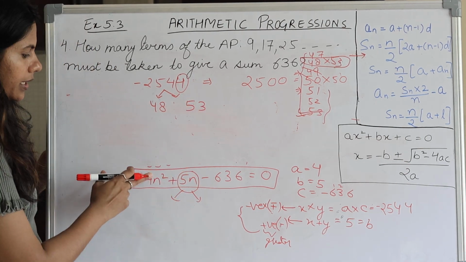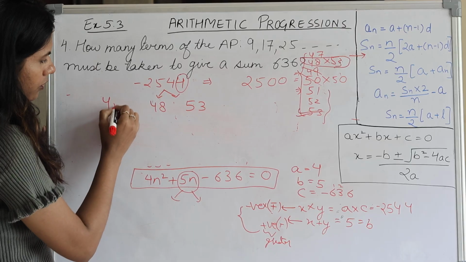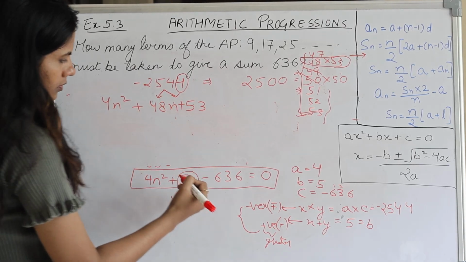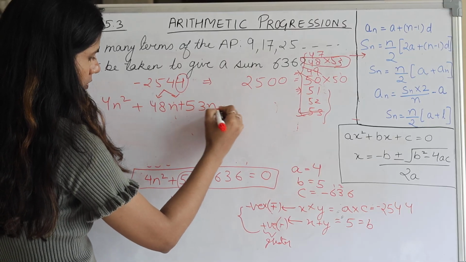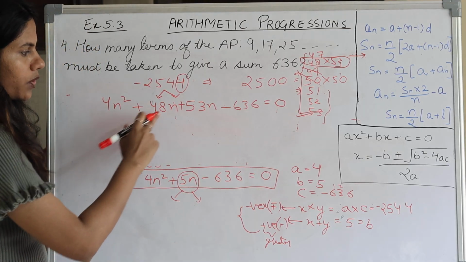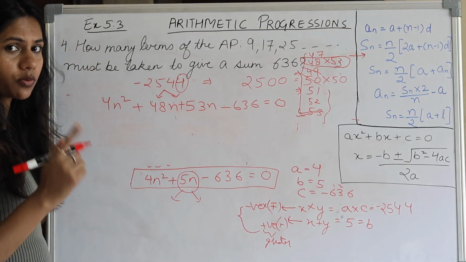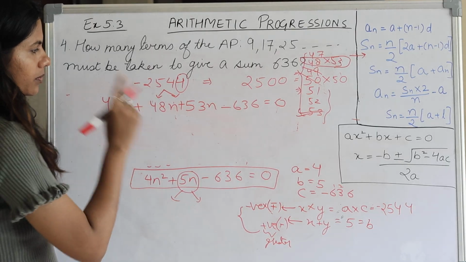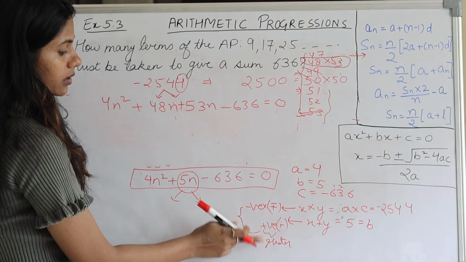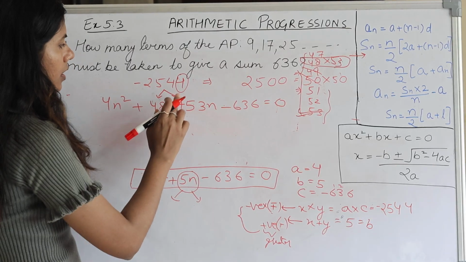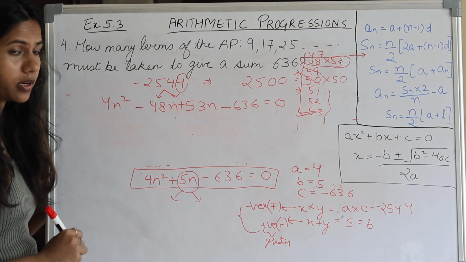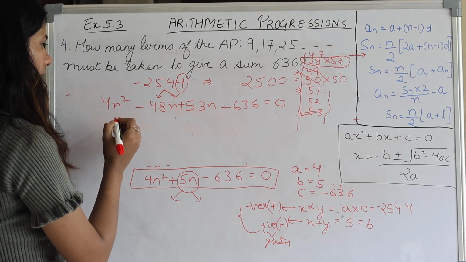Now we'll again use this equation: 4n square plus 48n plus... I know something is wrong in this. As we said, one of the numbers needs to be negative so that the difference can be by the greater number. And we decided that the greater number is positive, right? So this will be plus for 53, but this will become minus 48. Now we'll try to take the common factor in this.